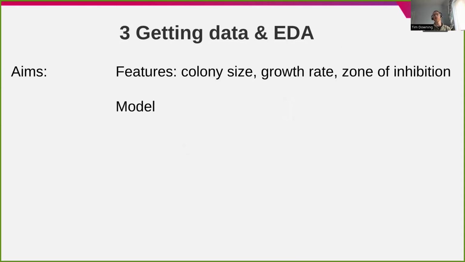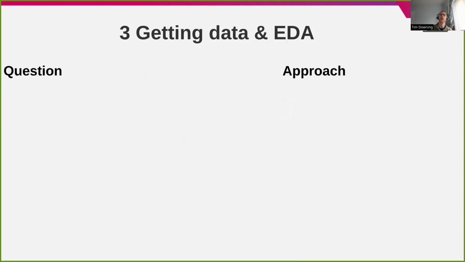So we're going to use features like the colony size, growth rate, and zone of inhibition in a set of treatment-resistant and treatment-sensitive bacterial samples. We're going to model that data and predict whether they're going to be resistant or sensitive. So we have existing known data on whether they are resistant or sensitive, and we're going to extract information from this data to make that prediction and see if that corresponds.